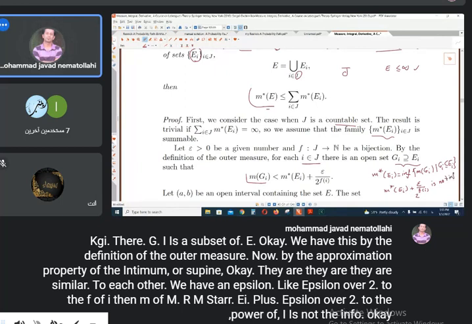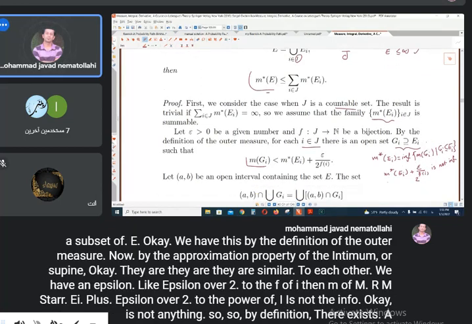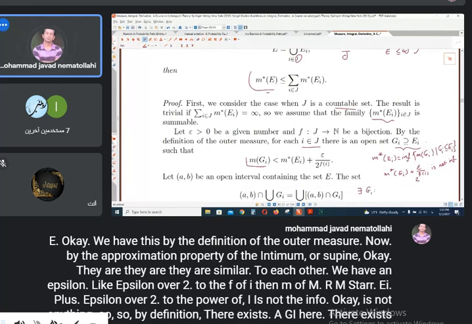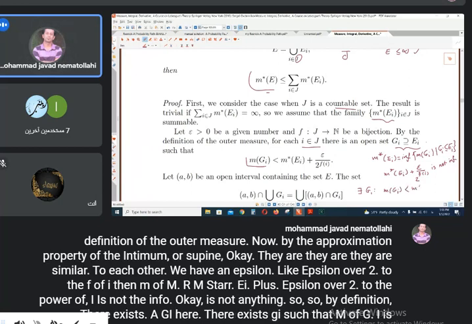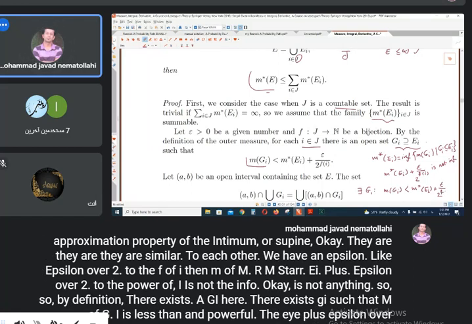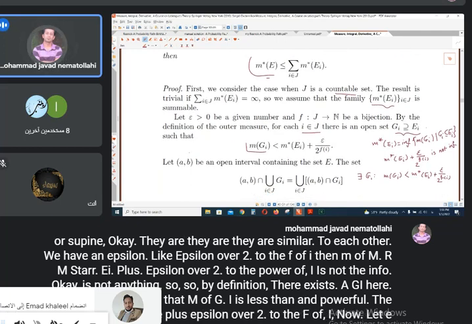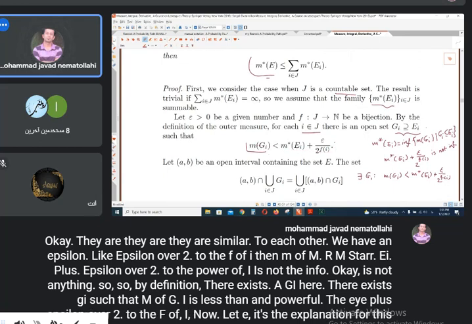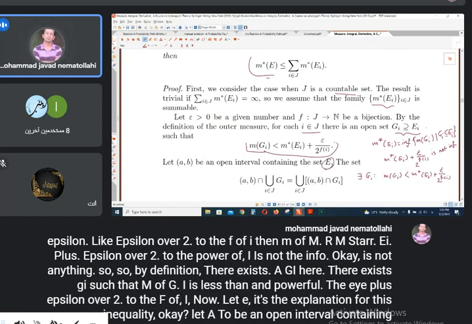Okay, this is not infimum. So by definition, there exists a G_i such that m of G_i is less than m star of E_i plus epsilon over 2 to the power of i. Now, this is the explanation for this inequality.